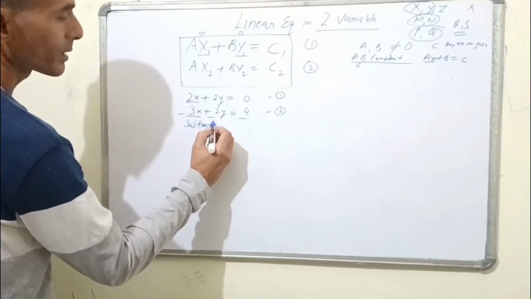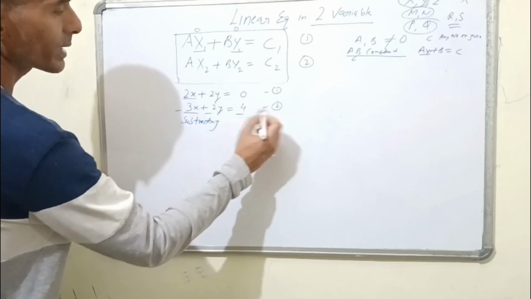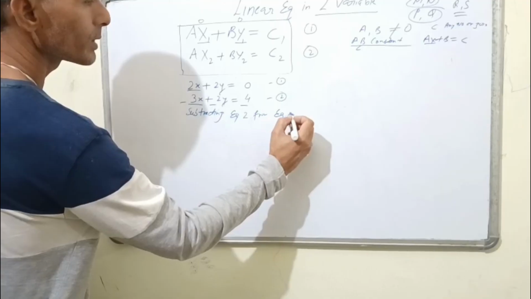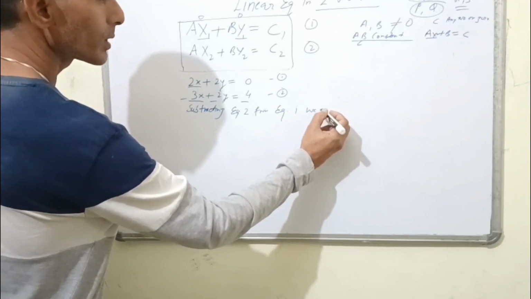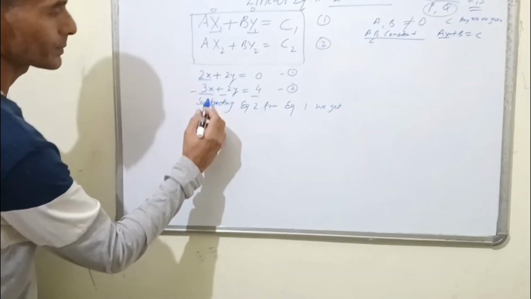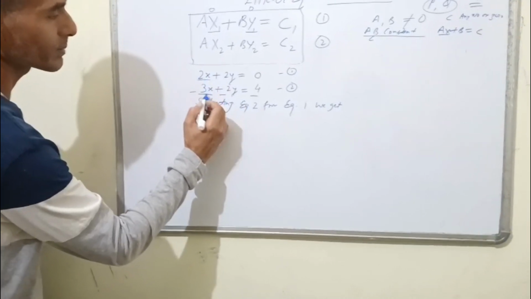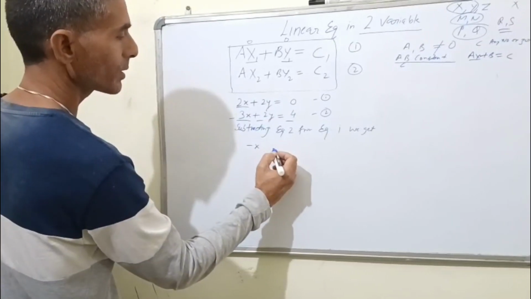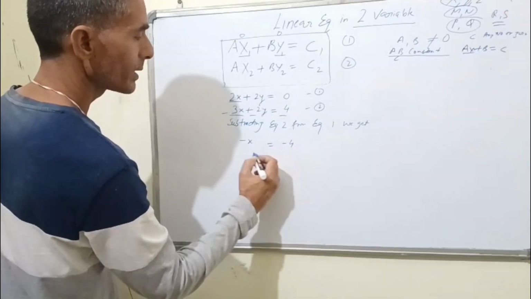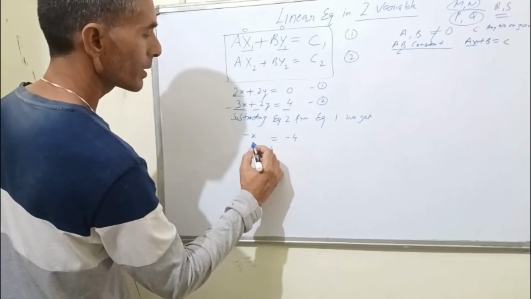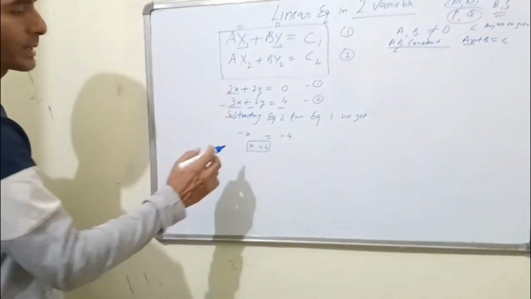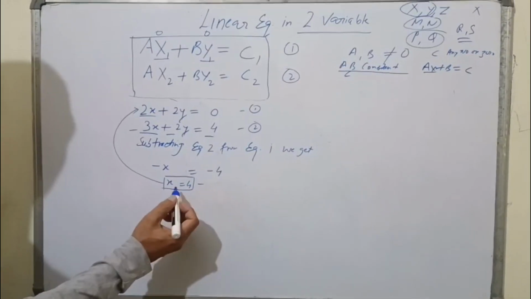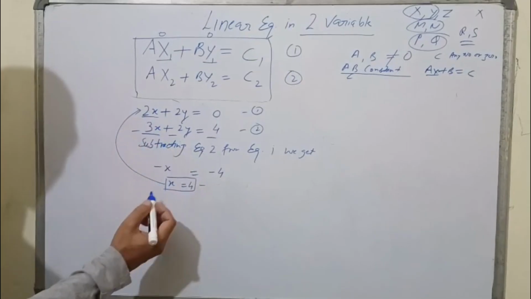Subtracting, in exam you have to write like this, that subtracting equation 2 from equation 1, what you get? 2x minus 3x will become minus x, right? 2y will get cancelled out and is equal to minus 4, correct? So x is equal to 4. Okay. Now this x is equal to 4. So placing the value of x in any of the equations. Any of the equation again. So placing this value of x in equation number 1, let's say.